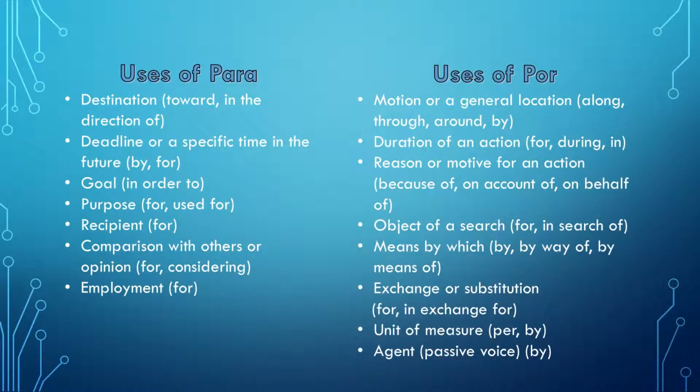Okay. Now I would like to talk to you about the different uses of para. You will use para for the destination, toward, in the direction of; deadline or a specific time in the future, by; goal, in order to; for purpose, for, used for; recipient, for; comparison with others or opinion, for, considering; and employment, for. Uses of por: motion or a general location, along, through, around, by.